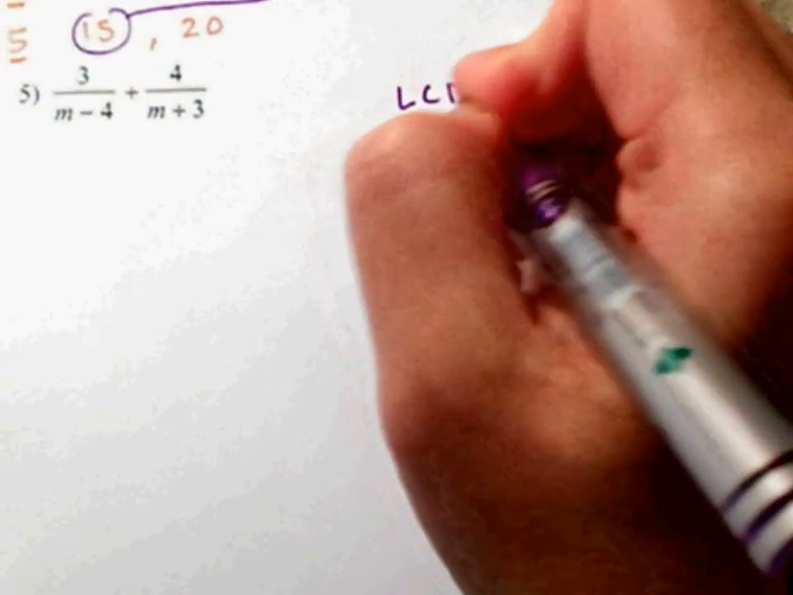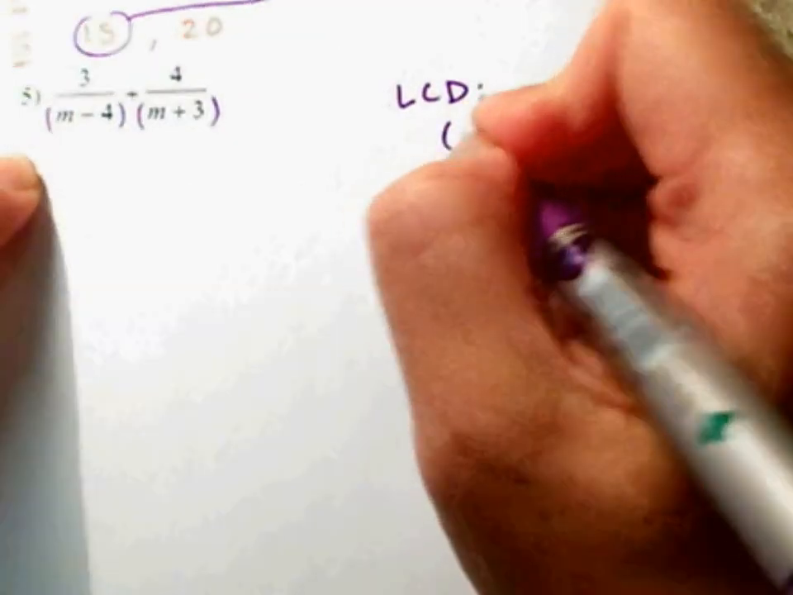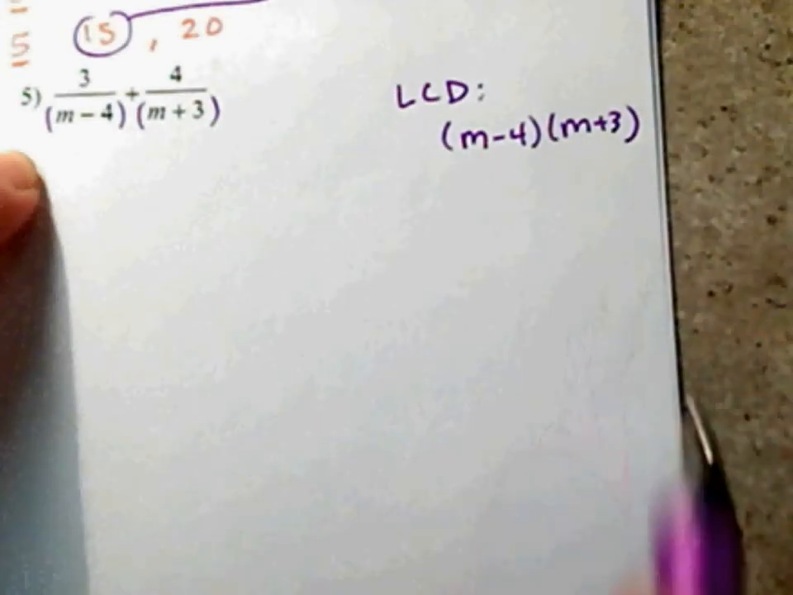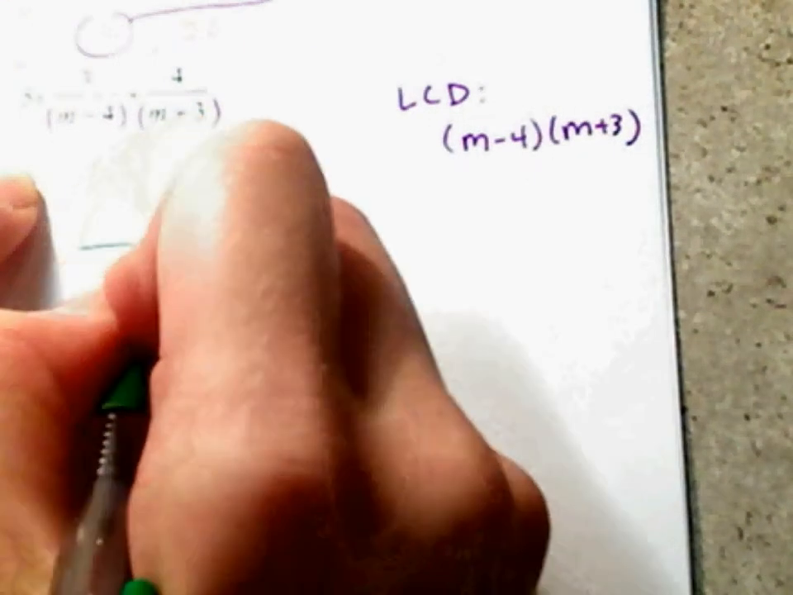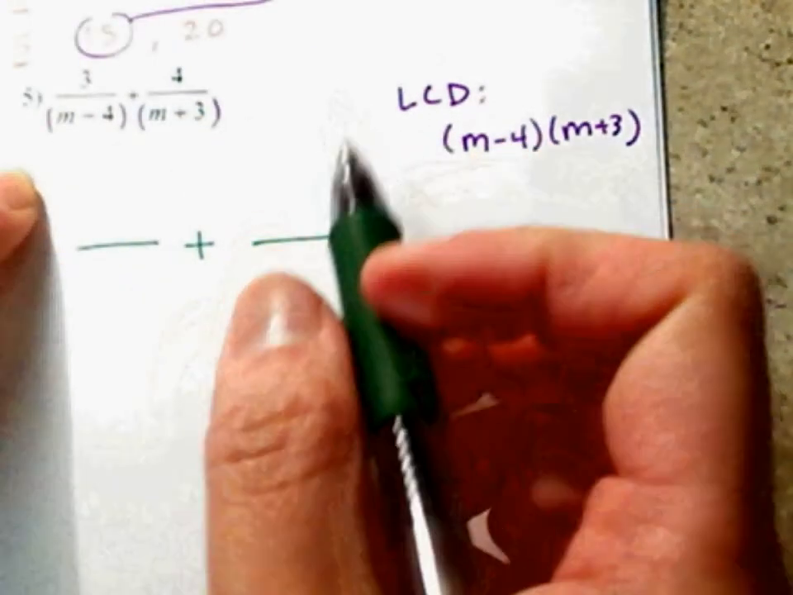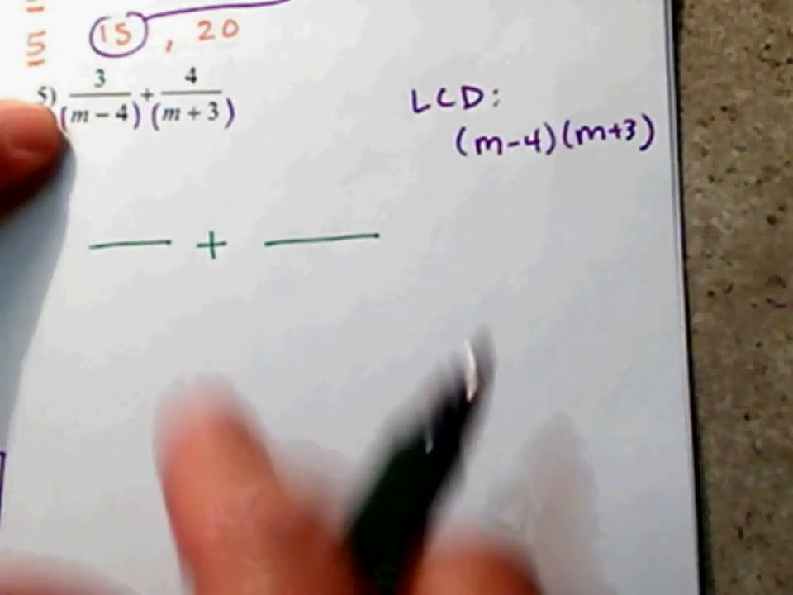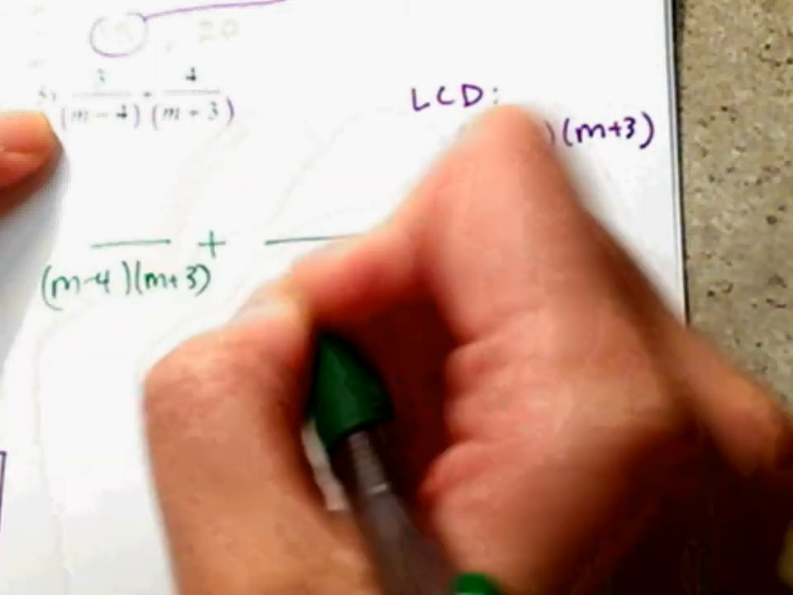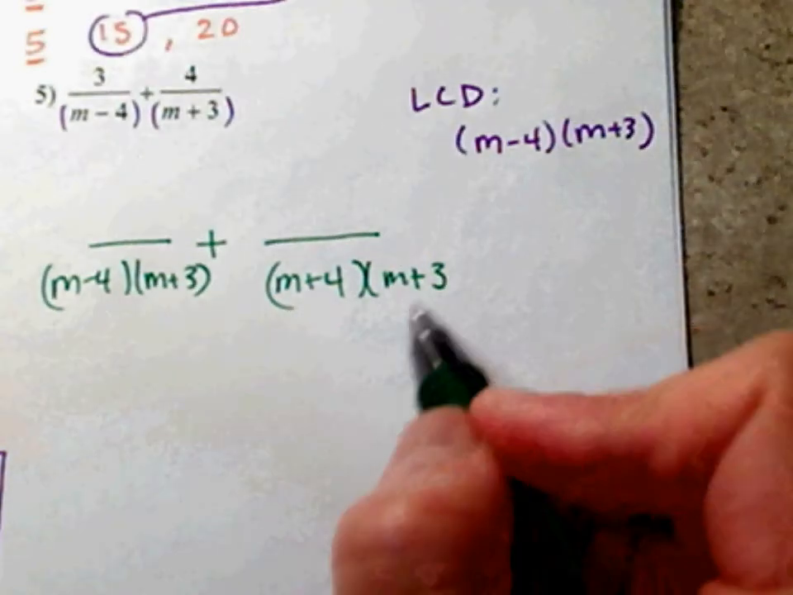Find out your least common denominator. Notice you can just multiply those together. So you would have m minus 4 times m plus 3. That is your least common denominator. All right. Draw a line plus another line. Let's take a look. Look at that first term. You have m minus 4. Go ahead and write your least common denominator. Okay? You got a 3.